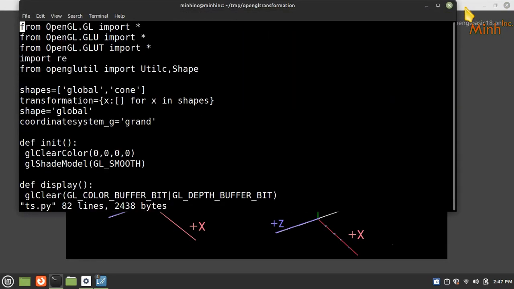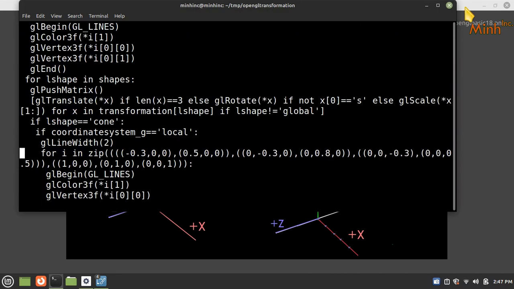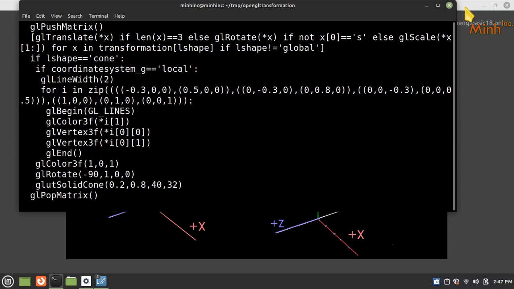If I see my code, when it is drawing the shape, if the coordinate system is local, then we have to draw local axis with line width 2, and then we have to draw local axis in these colors. GL line color I and 1, but it is not drawing the way we want.